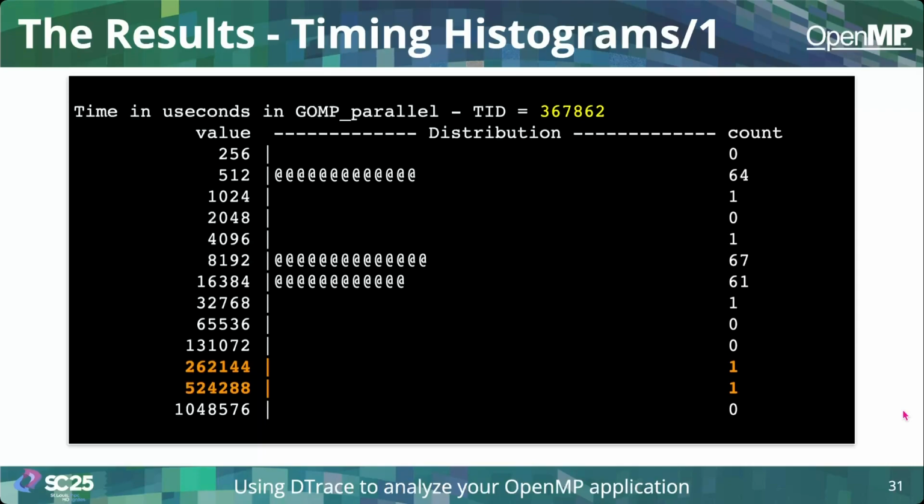And we see quite some timings in the lower ranges, but we also see, and those are color-coded orange, some really expensive long times in the parallel region. Only once, but they really skew the total performance. So those are the ones to pay attention to.